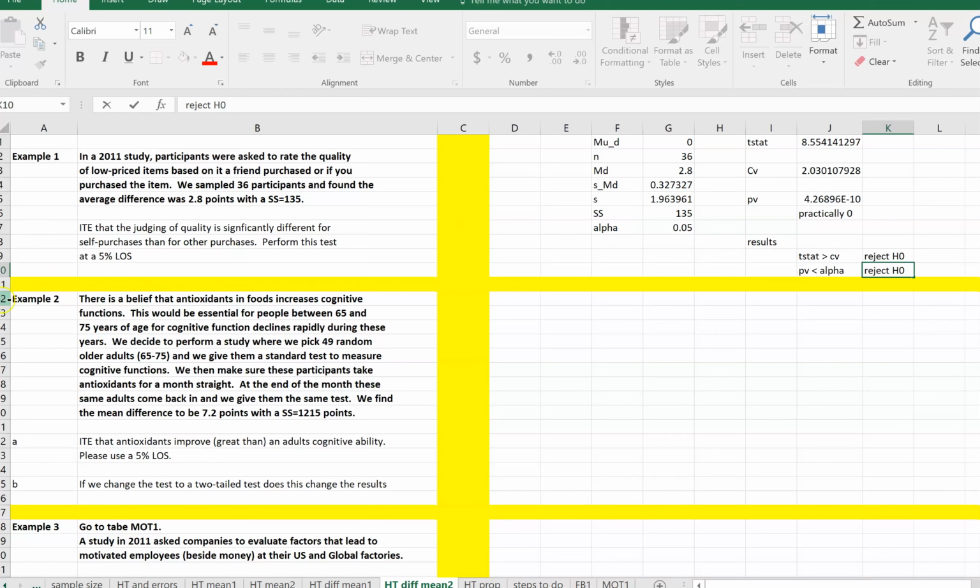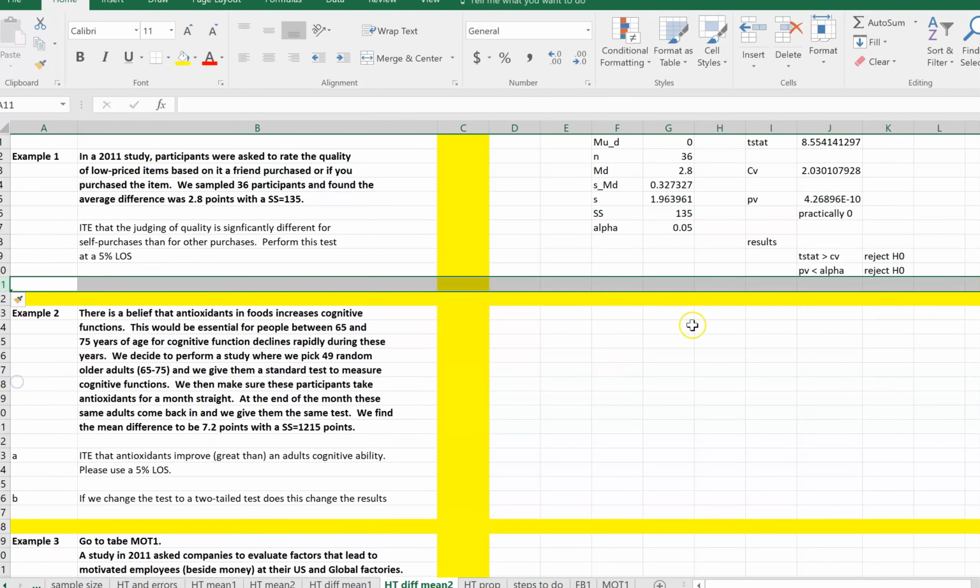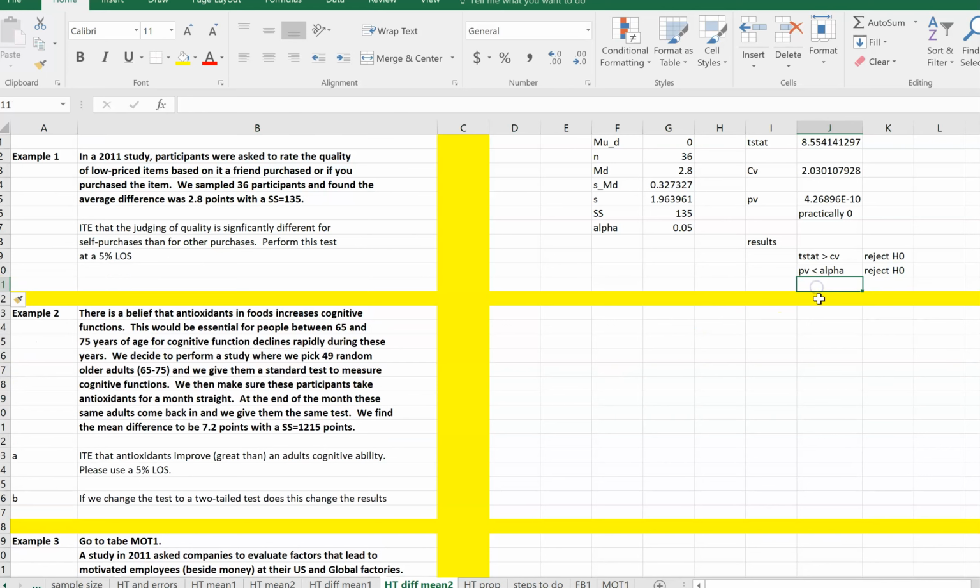Let me add a line here. Insert. Since I'm rejecting both, what does that mean? Well, when you reject, remember you're rejecting the null. Your null here was right here, that the average was 0. You're rejecting that, which means you have evidence that the difference is non-zero. There's clearly a preference in one direction or the other, and we'd have to figure out which preference that is. But there's clearly a preference. There's clearly a difference between self-purchases and other purchases and how you rate them.